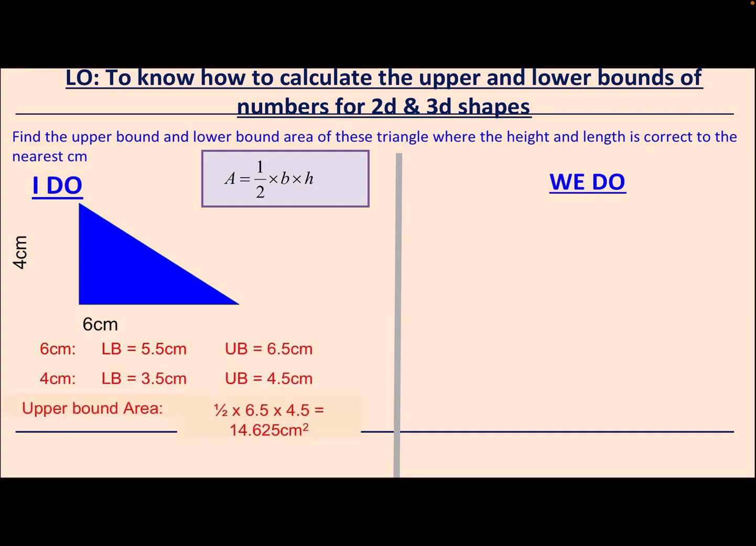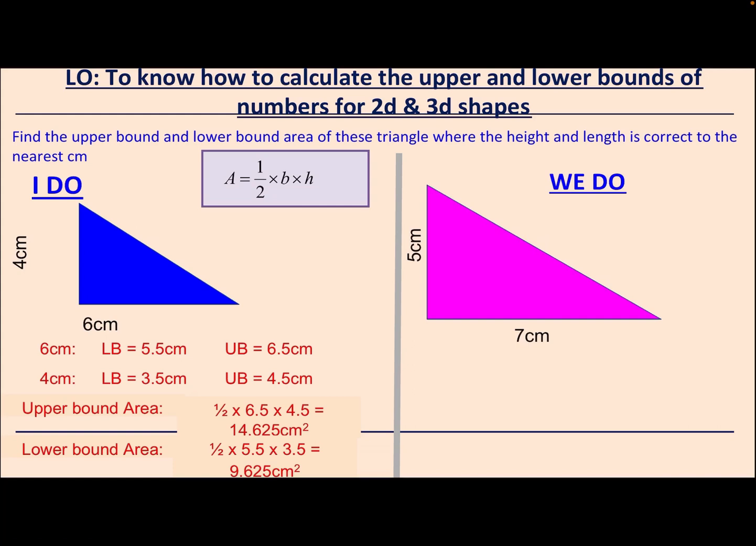So we do that. I'm basically going to just multiply both of the upper bound base and height to find out the upper bound area. And what we end up getting is 14.625 centimetres squared. And then we're going to do the same for the lower bound, using the lower bound lengths. So I want you to have a good go at these questions as well.